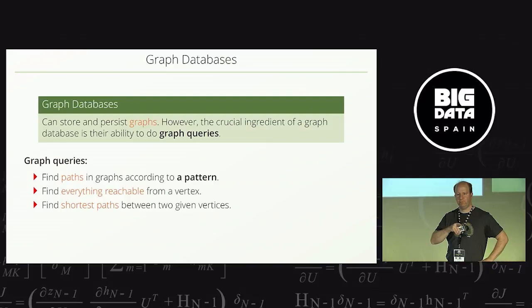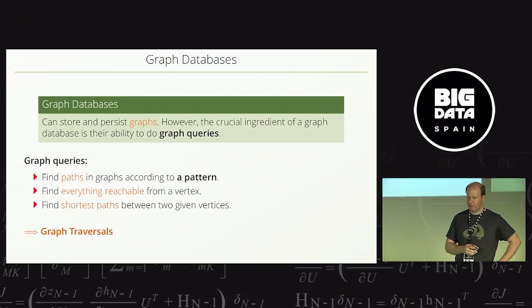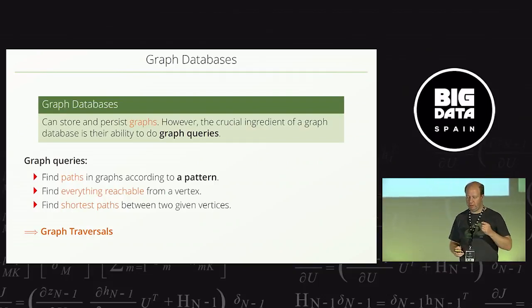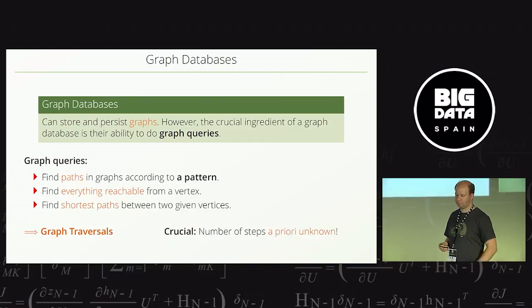You don't know whether there is a path of length 1, say. You might have to use a path with length 10. So the two crucial things here are local study of the graph, and you don't know how deep you have to go beforehand. And so the question comes, how does a graph database do this? And I would like to explain the essential idea behind the execution of such queries, and that is graph traversals. And I can only reiterate, the crucial thing here is that we don't know beforehand how many steps we have to do.